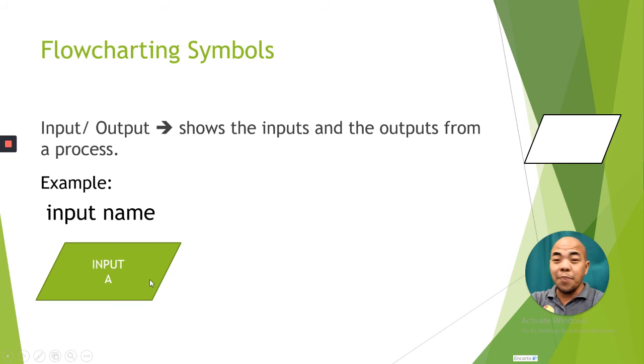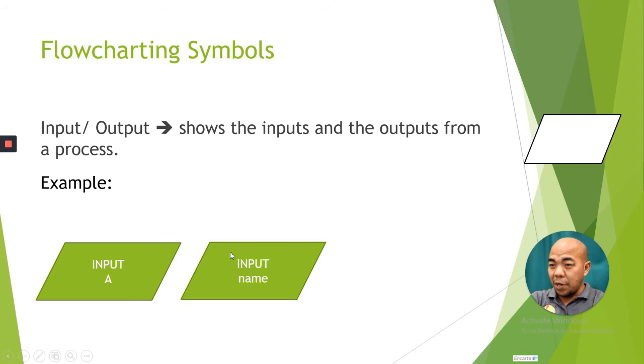Another one, input name. What if we're going to input name? Again, use this symbol, something like this. The keyword is input, then the name of the variable, name. Okay. Another one. What if instead of inputting, we're going to display something?